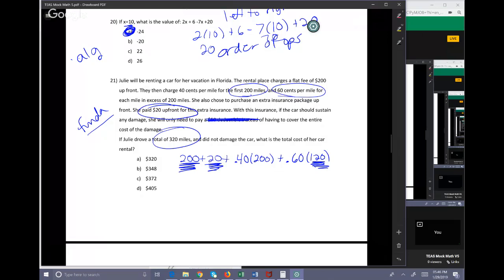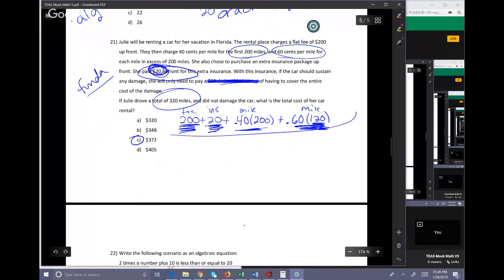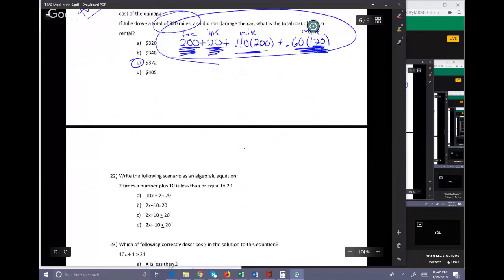Everything else does. The only thing that doesn't is the deductible if the car were damaged, but that doesn't give back the 20 bucks that she paid to have that insurance. So that still goes in there. So this is insurance. This is a fee. This is the mileage for the first 200. This is the mileage for anything in excess of 200. When you do your multiplications with these decimals here, and then you add it all together, her total cost would be C, which is $372. If you had any trouble with this, you'll probably find it right there in the way that the equation is written, or you'll find that you had a mathematical error that happened right after that.